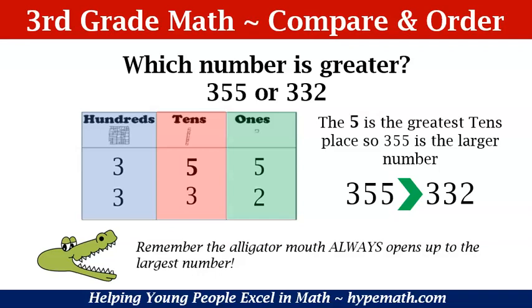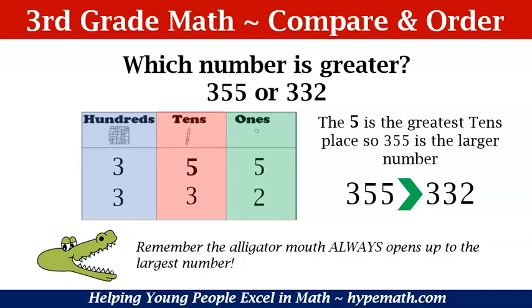And by the way, these notes are in the third grade math review workbook, okay? And look at our alligator mouth. He is getting ready to chomp, chomp, chomp that 5 because the 5 is greater in the tens place, so 355 is the larger number.